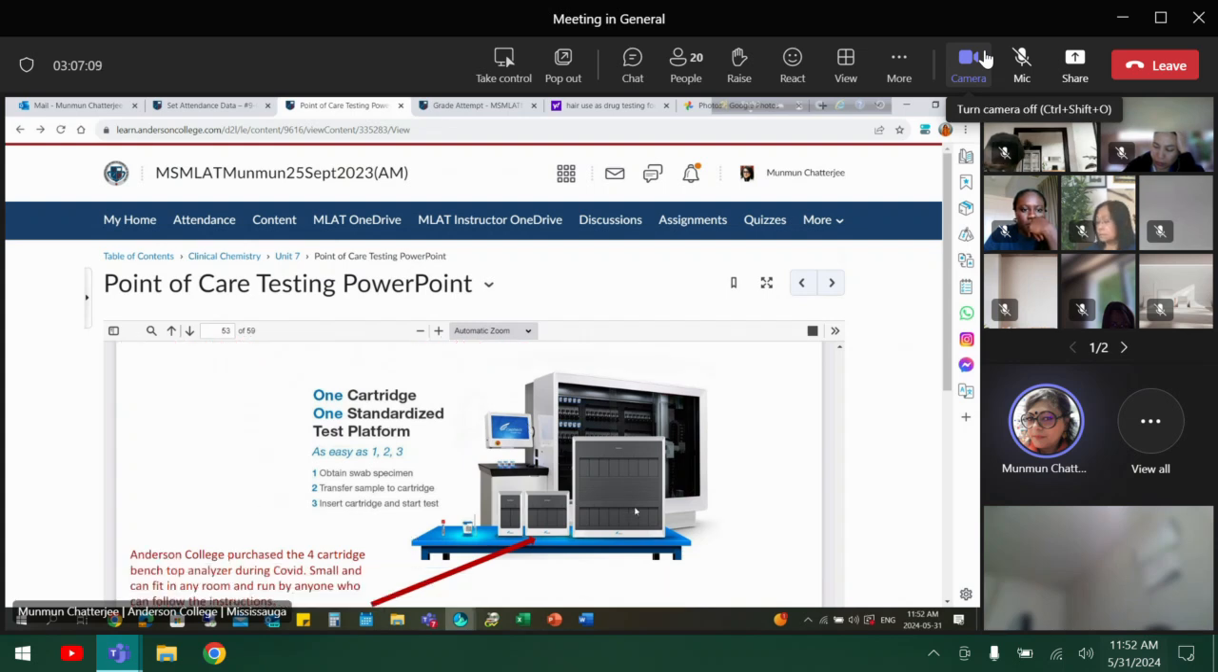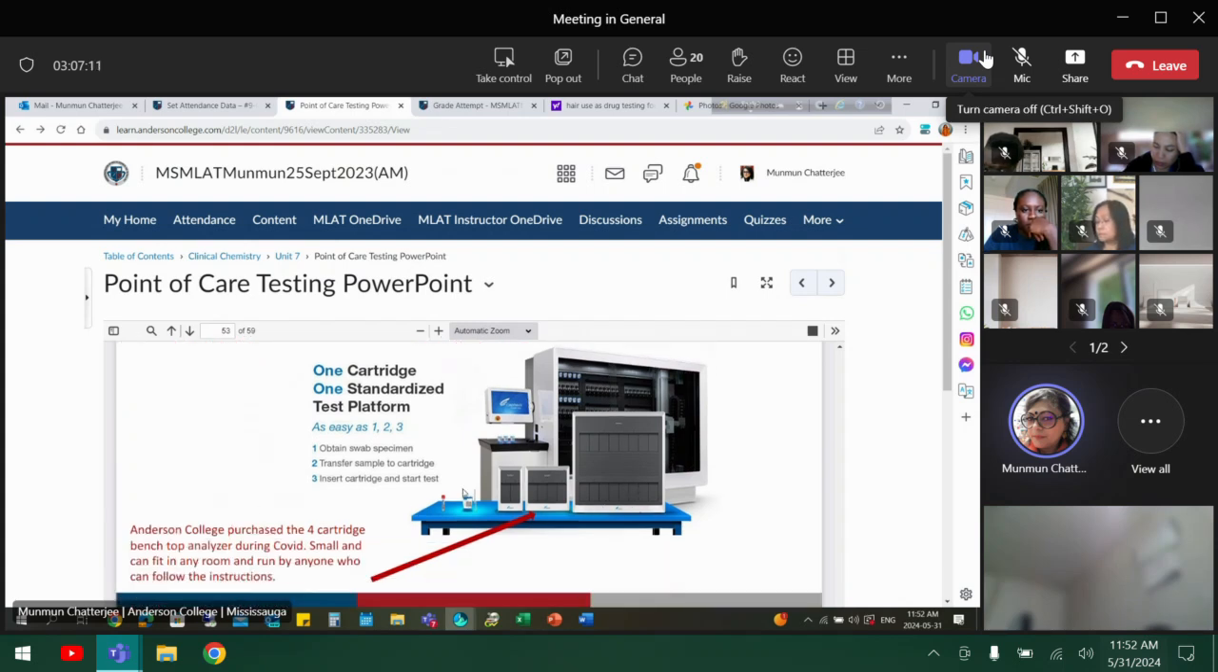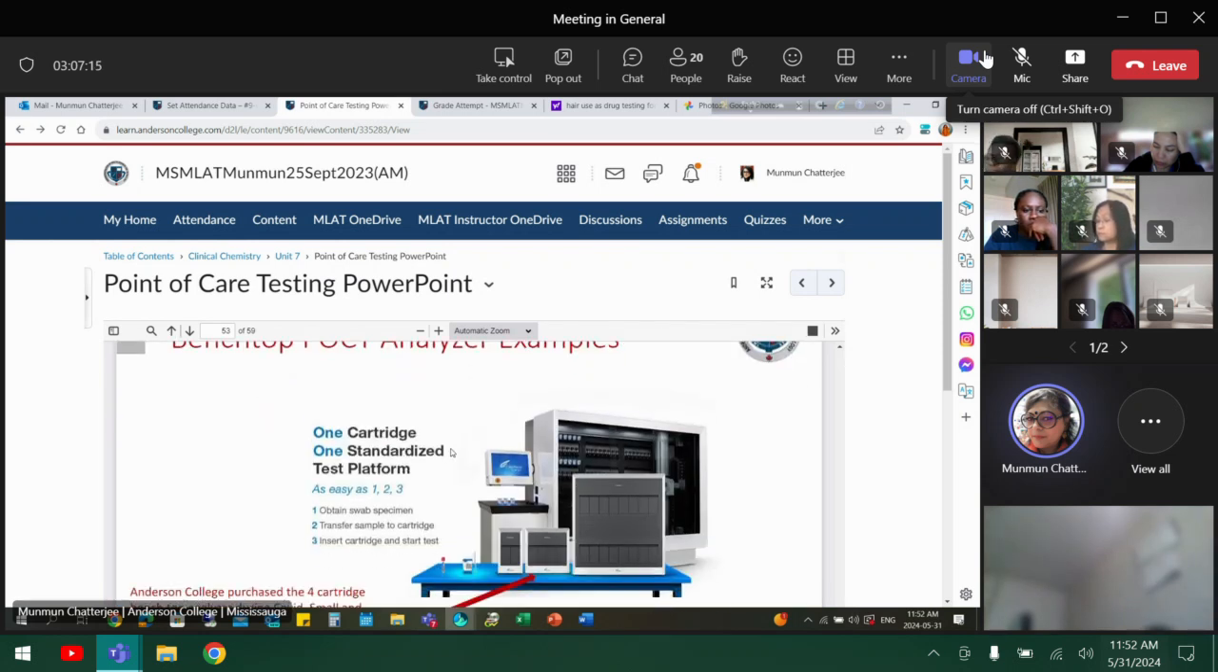We don't have this one. Maybe when you go to different labs, you can see it. This is called the benchtop POCT analyzer.